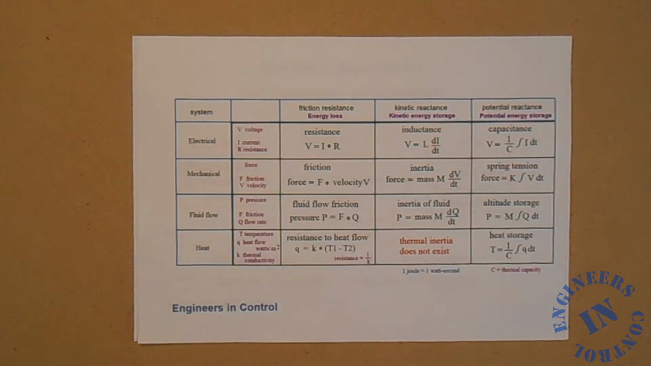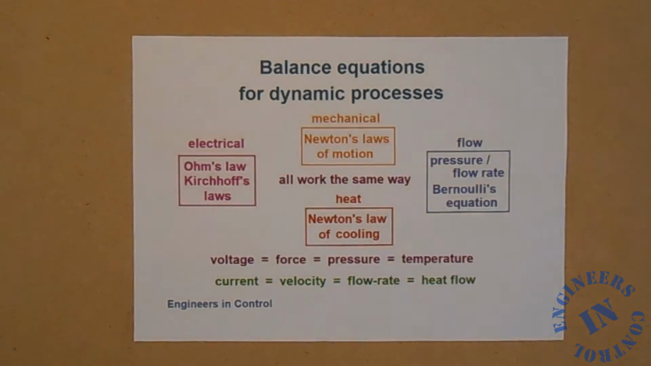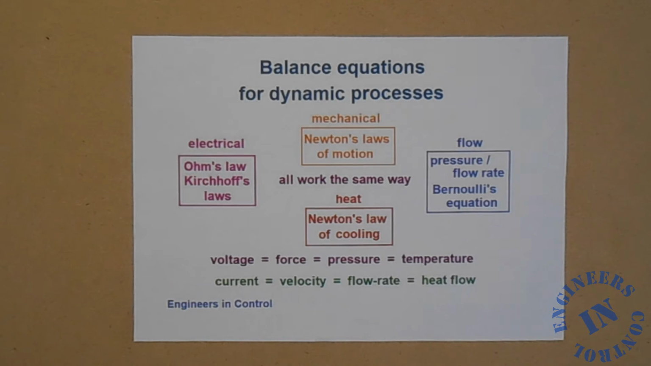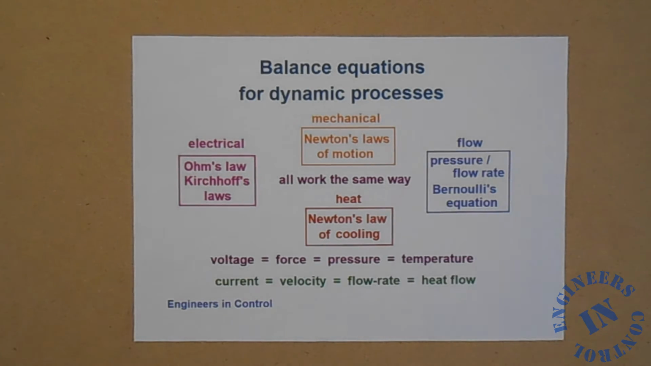The way we generate a differential equation is to find a balanced equation for the system. And I have a chart here with some outline of some balanced equations. So in an electrical circuit, Kirchhoff's laws tell us that all the positive and negative voltages around the circuit add up to 0. And it's the same with Kirchhoff's current laws, that all the currents in and out of a junction add up to 0.